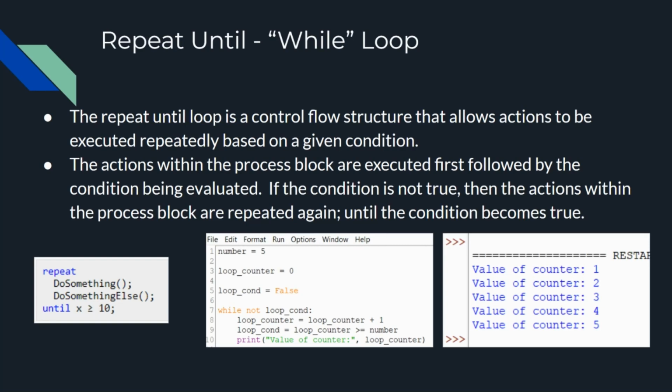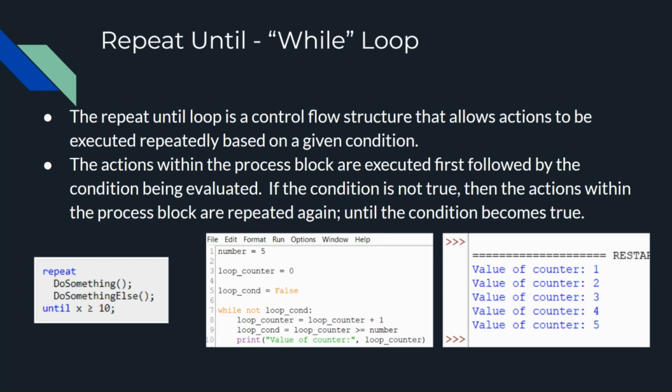Now let's begin. For this Python program, the purpose is to develop a program that performs a repeat until loop for a magic 8-ball prediction maker. The repeat until loop is a control flow structure that allows actions to be executed repeatedly based on a given condition. The actions within this process block are executed first, and then the condition is evaluated. If the condition is not true, the actions within the process block are executed again. This repeats until the condition becomes true.